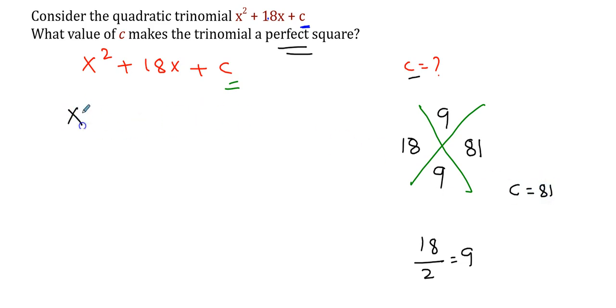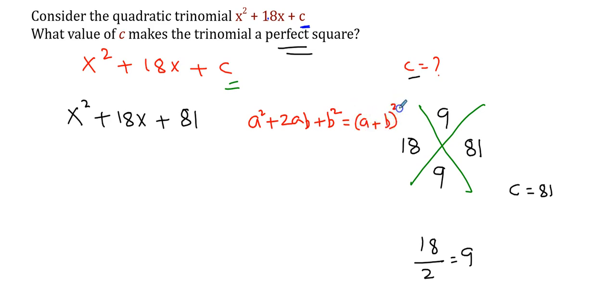Let us verify. x squared plus 18x plus that c, which is 81. Now it is of the form a squared plus 2ab plus b squared. So my answer in the factored form is a plus b whole square. So a is x and b is 9, because 9 squared is 81. In the middle I'll have 2 times a times b, where a is x and b is 9. See, 2 times 9 is 18. Same thing. So I'll just write x plus 9 whole square.